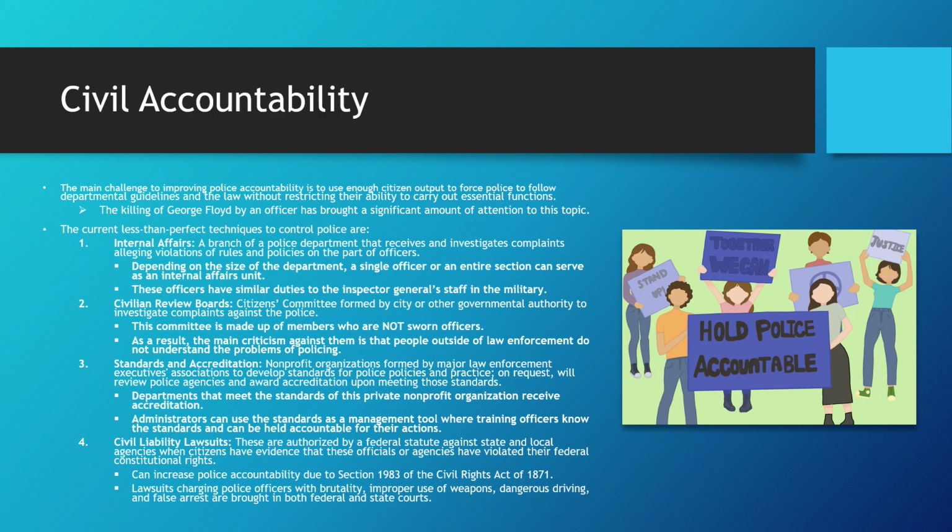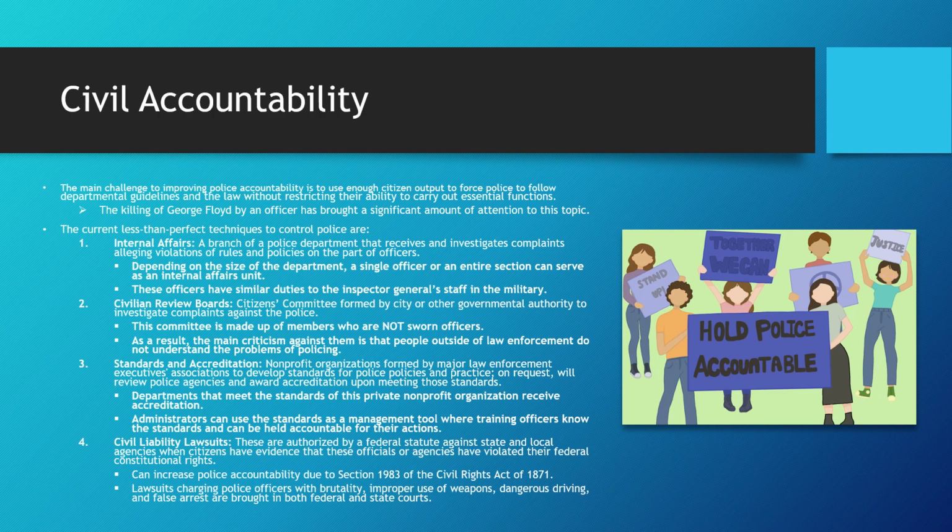The killing of George Floyd by an officer has brought a significant amount of attention to this topic. The current less than perfect techniques to control police are, starting off with internal affairs, a branch of the police department that receives and investigates complaints alleging violations of rules and policies on the part of officers.